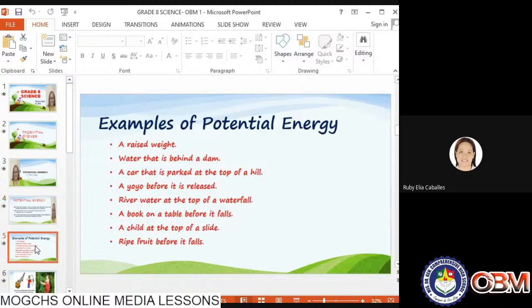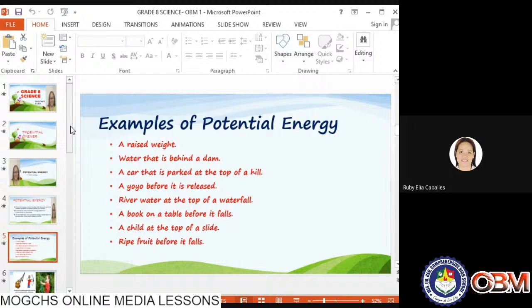So we have here some examples of potential energy: a raised weight, water that is behind a dam, a car that is parked at the top of a hill, a yo-yo before it is released, river water at the top of a waterfall, a book on a table before it falls, a child at the top of a slide, and then ripe fruit before it falls. Now, those are examples of potential energy.